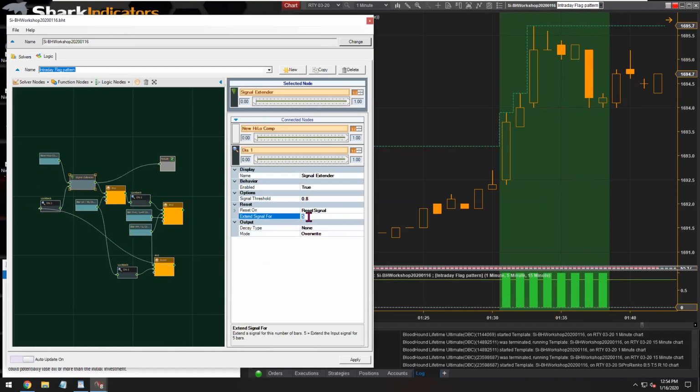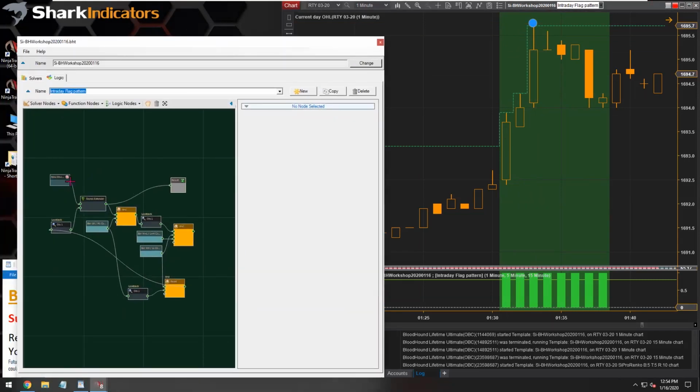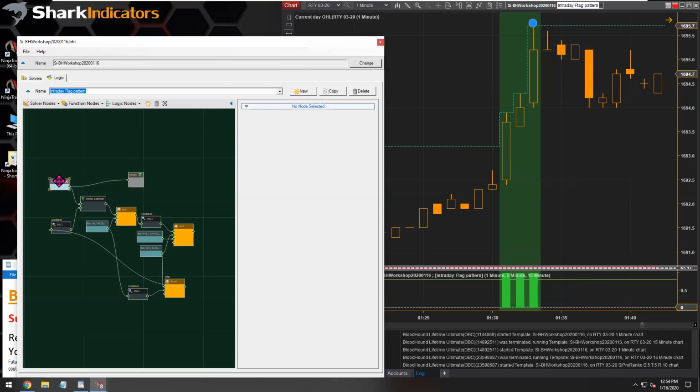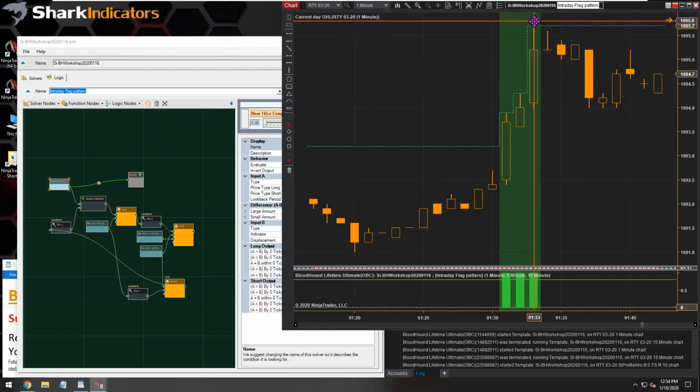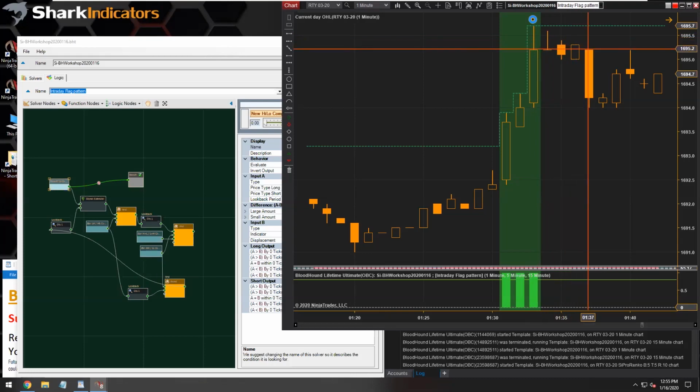Okay. Yeah, simple mistake. I miscounted here. The signal extender extends past the signals coming in. So this bar generates the signal coming in. Let's connect this up here. This is the last bar with a long signal that's going into this signal extender. From here, we're extending 5 bars past it. So it would be 1, 2, 3, 4, 5.